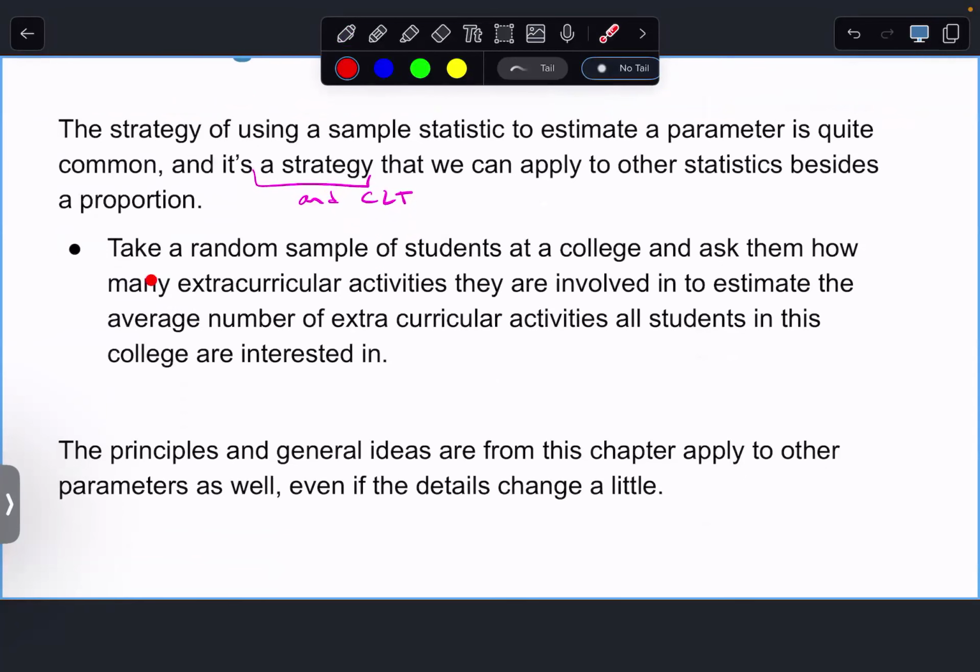But sometimes our understanding of averages is a little bit more intuitive. So if we take a random sample of students at a college and ask them how many extracurricular activities they're involved in, to estimate the average number of extracurricular activities all students in the college are involved in, then we understand that if I took a new random sample, I would find a slightly different average, and I would build up this sampling distribution of averages. They would center on the population mean, just like the population proportion from before.